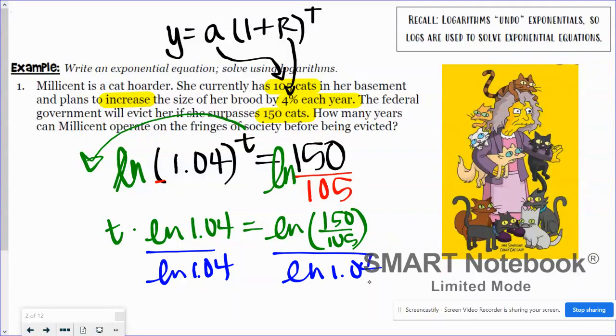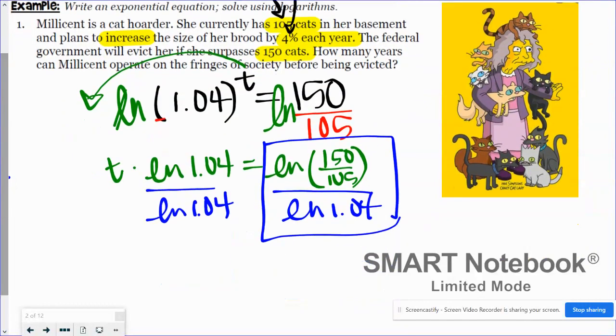So now I'm ready to calculate. I'm going to type this into my calculator to figure out just how long Millicent has. And I'm getting that t is about 9.1 years. So she has 9.1 years if she continues her cat collecting habits before she'll be evicted.